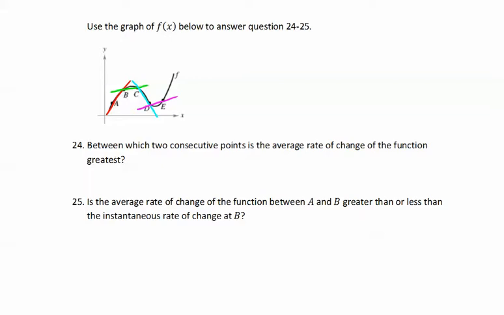Well, the greatest slope would be the most positive slope, and that's going to turn out to be the slope of the line connecting points A and B. And so A and B would be the answer there. So the average rate of change is the slope of the line connecting 2 points. Some of them are positive, and some are negative, and some are more positive than others. So the average rate of change between A and B is greater than any others.